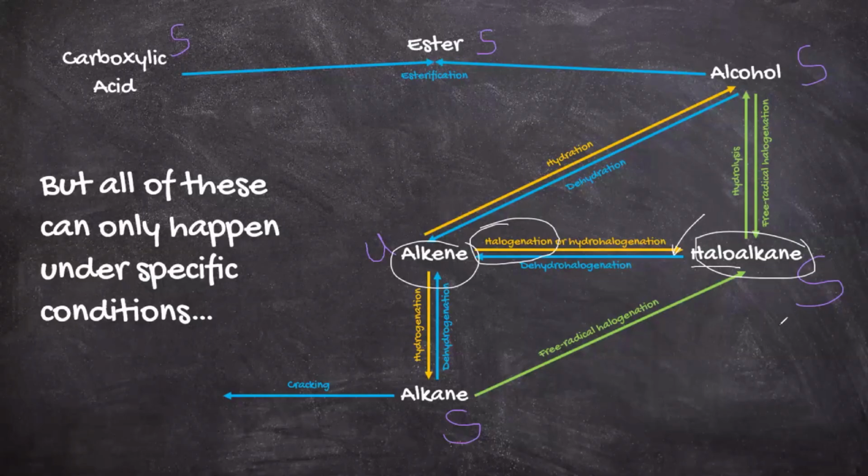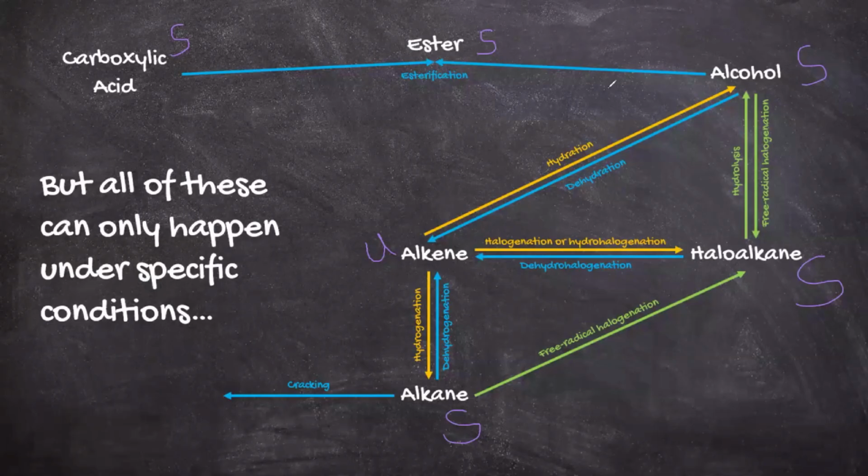Okay, so maybe this was a bad example, but they can give you a picture like this and ask you to label an arrow. Or they can give you, for example, an alkane. They can give you an arrow that says free radical halogenation, and you need to tell them that you're going to get a haloalkane out of that.